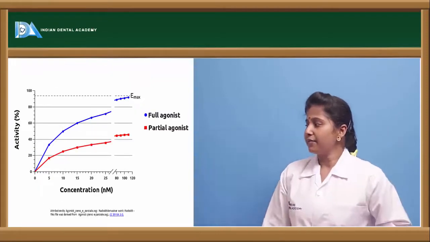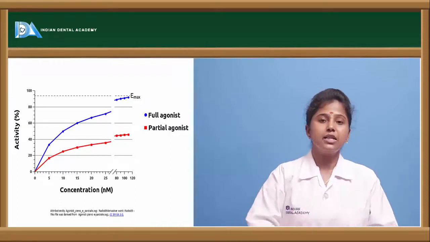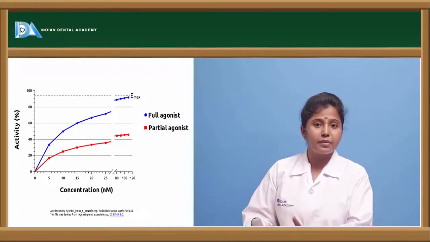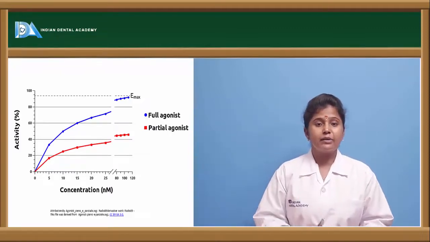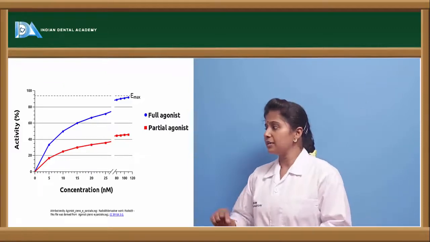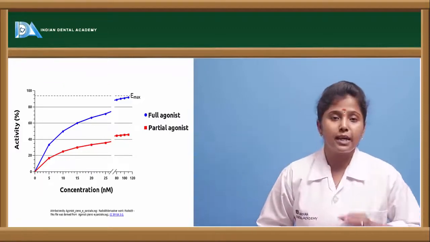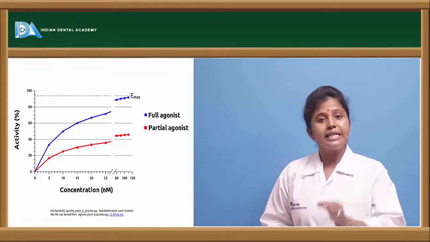And this is the graph where we can see the activity of the drug when concentration is increased. So in the initial concentration, what is the effect shown by the drug? And if the concentration is increased, what happens to the efficacy of the drug? Here we can see the blue coloration indicates the full agonist. In the sense, it is showing the efficacy of the drug. It is showing its action.